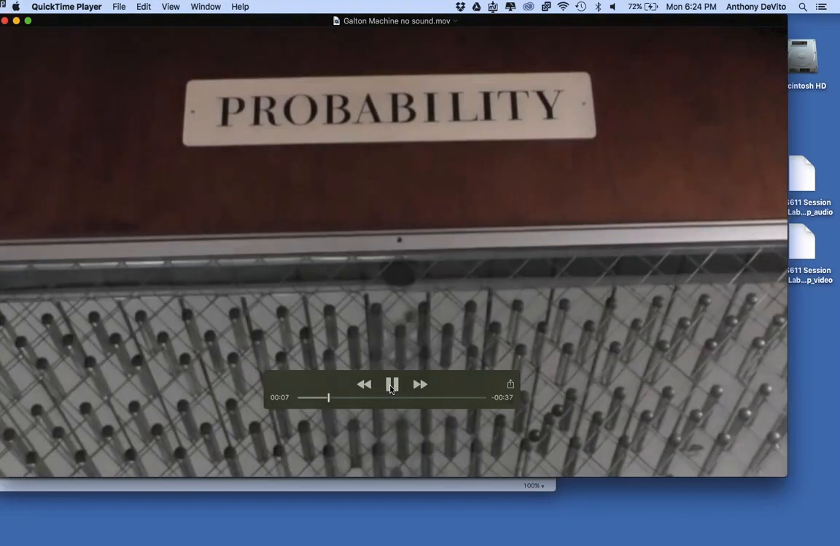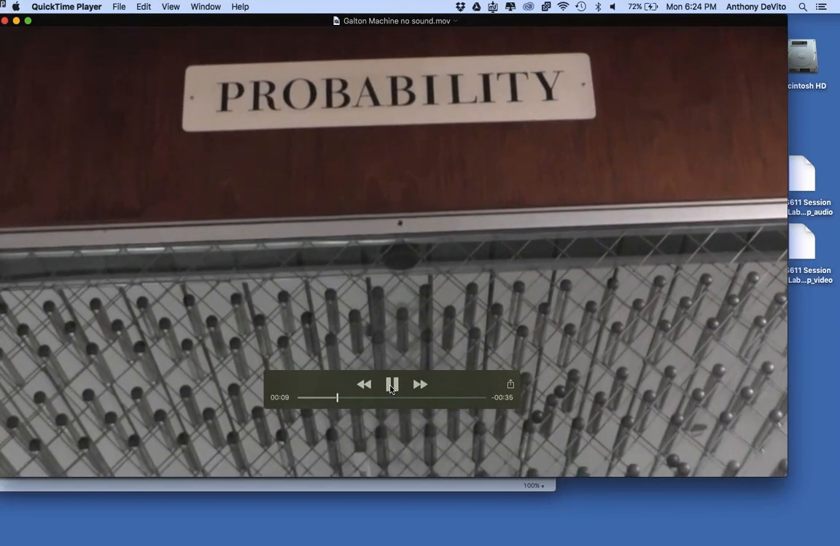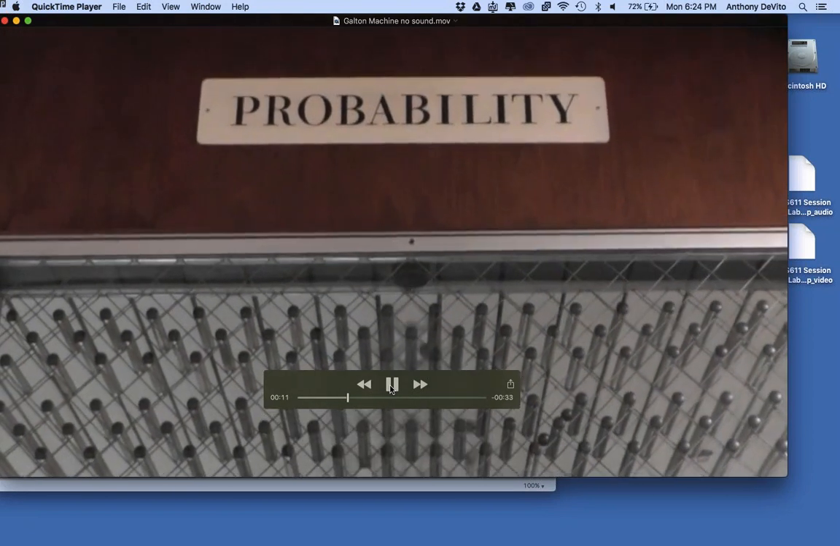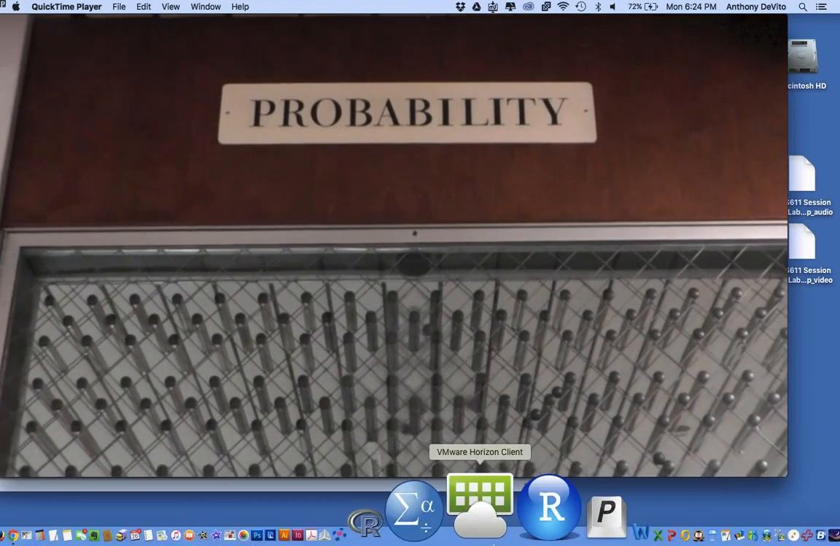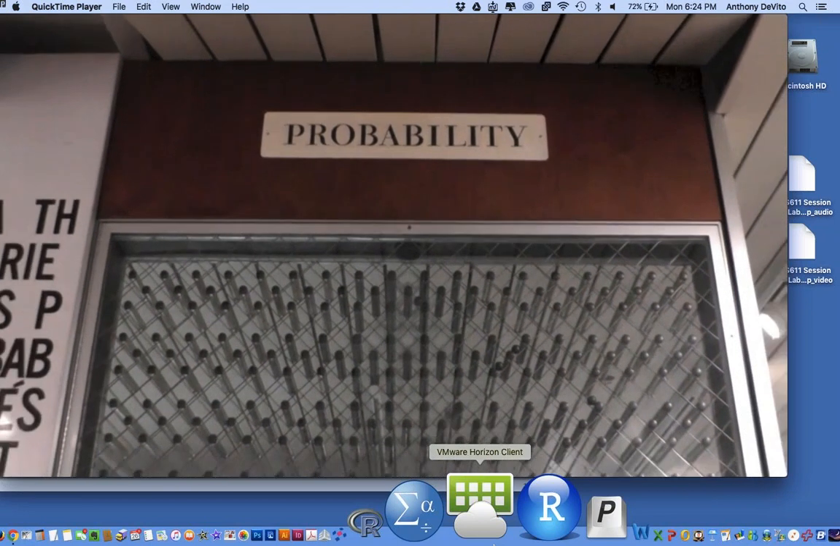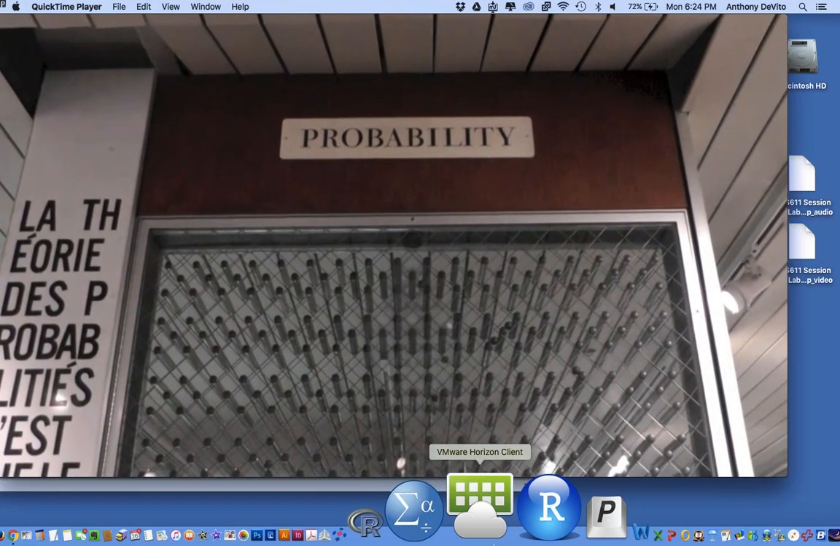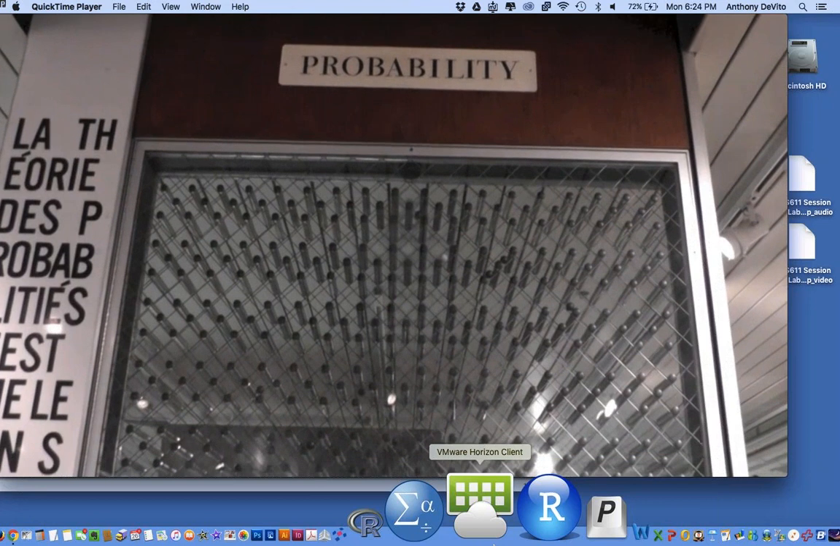Here's the Galton machine. What's going to happen here? Take a look at these balls dropping down. Let me get this off of here so you can see it. See them coming down? Kind of hard to see them here. You can kind of see them over there.